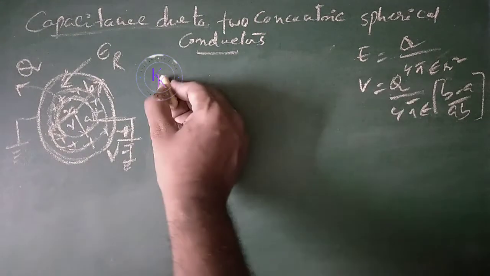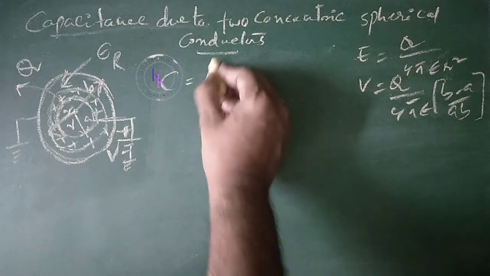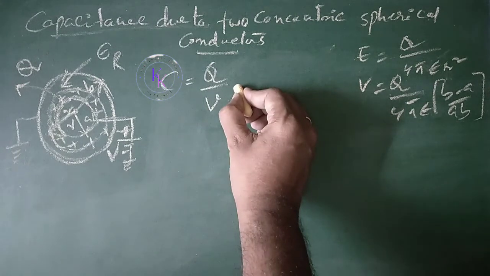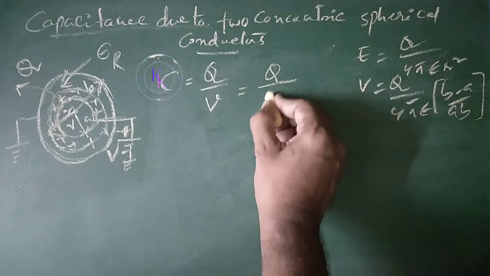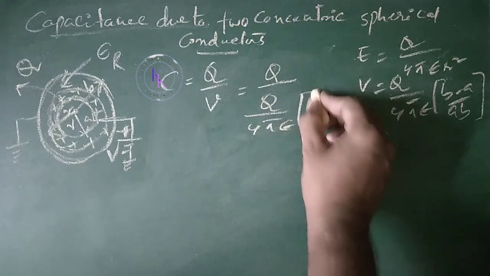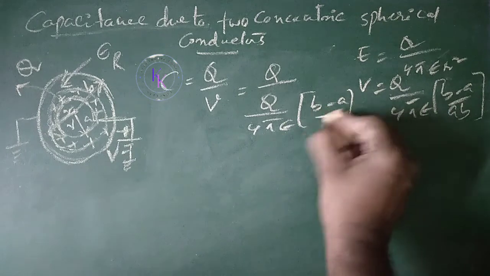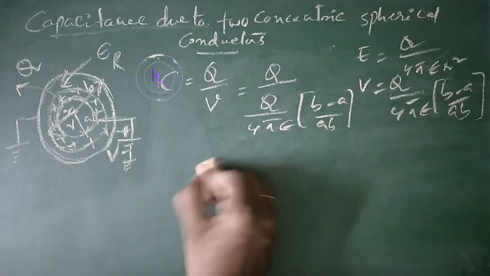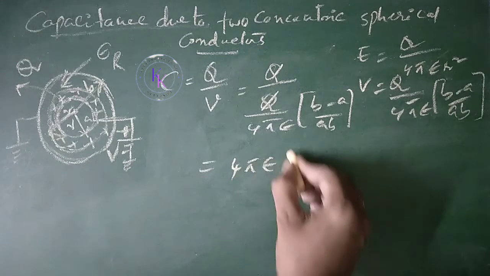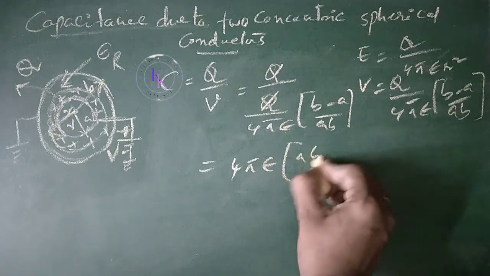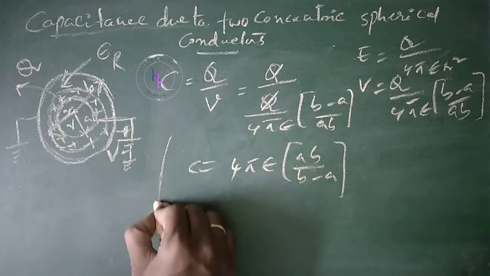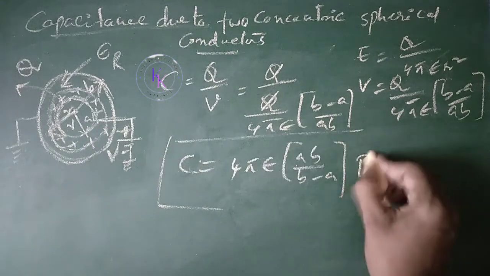Now we know the capacitance C equals Q by V, that equals Q divided by Q by 4 pi epsilon times b minus a divided by ab, and Q gets cancelled. 4 pi epsilon ab divided by b minus a is our capacitance C in farads.